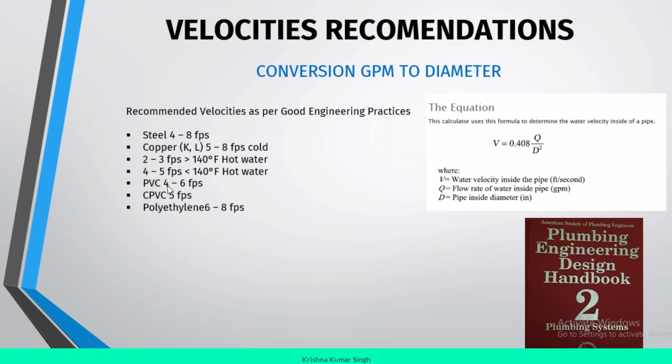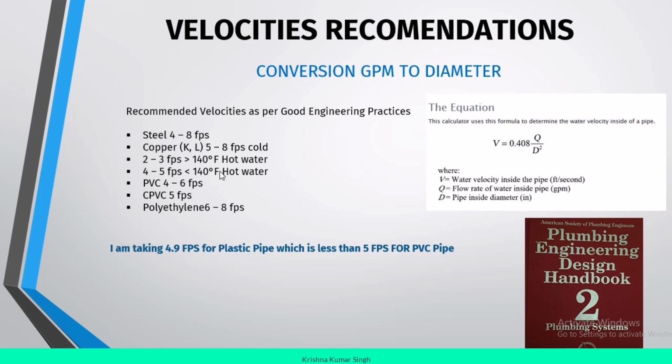For PVC pipes, and in this project I have chosen PVC pipe, the velocity must be 4 to 6 fps; for CPVC pipes 5 fps; for polyethylene 6 to 8 fps. In my case I am taking 4.9 fps. I have to choose between 4 to 5 fps, so I have taken 4.9 feet per second for plastic pipe, which is less than 5 fps for PVC pipe.